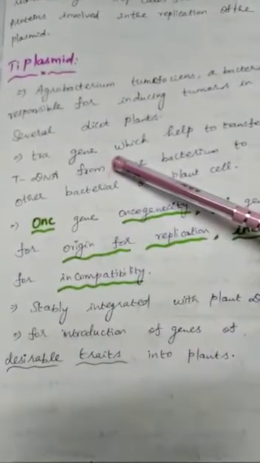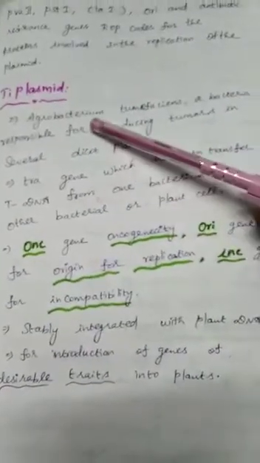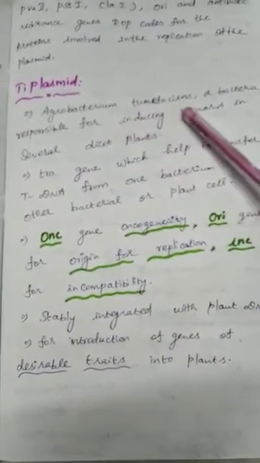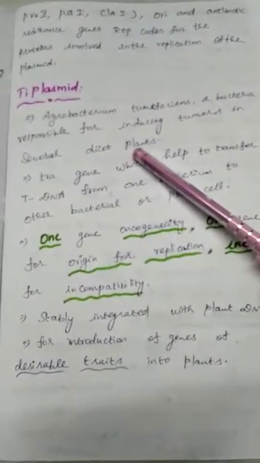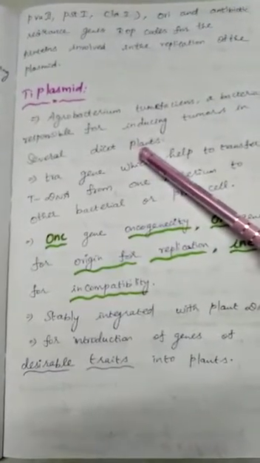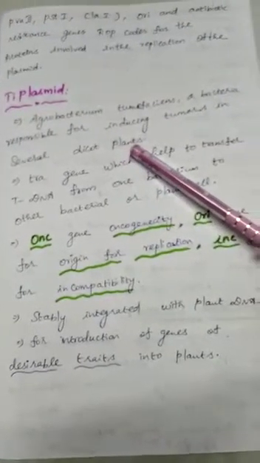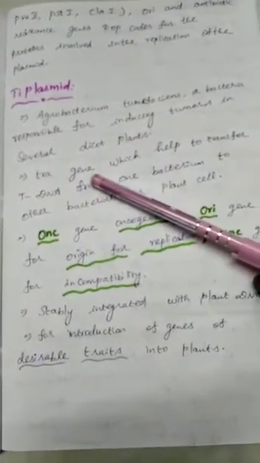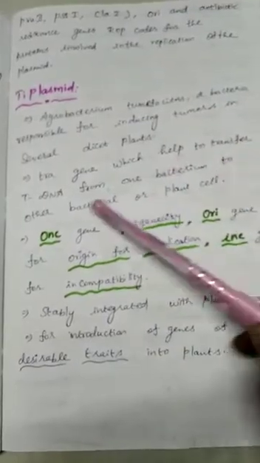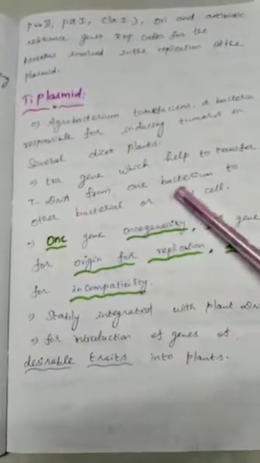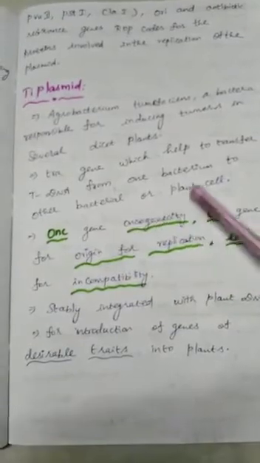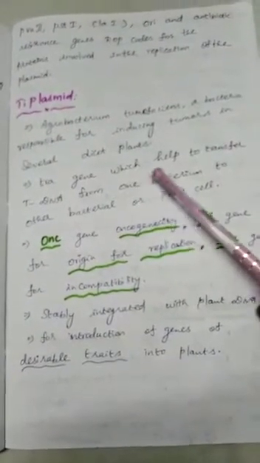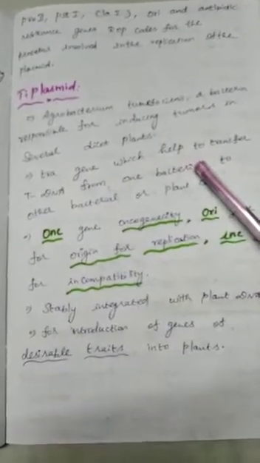The next type of vector is the Ti plasmid. Agrobacterium tumefaciens is a bacterium responsible for inducing tumors in several dicot plants, for example the tomato plant, which is mostly affected by crown gall tumor disease. The tra gene helps to transfer the T-DNA from one bacterium to another bacterium or a plant cell. So the tra gene and the transfer gene, the T-DNA, are carried on the Ti plasmid.